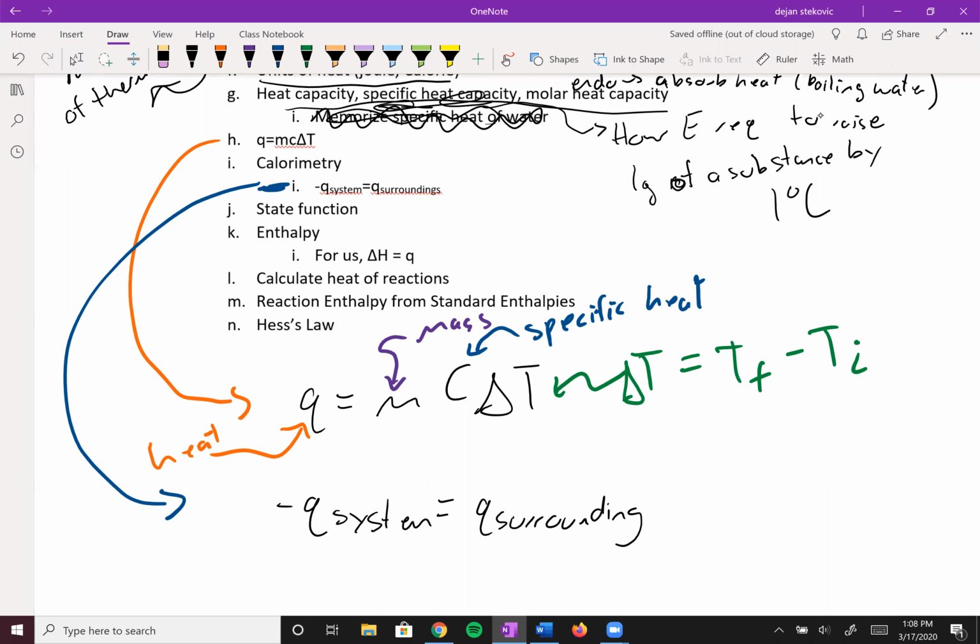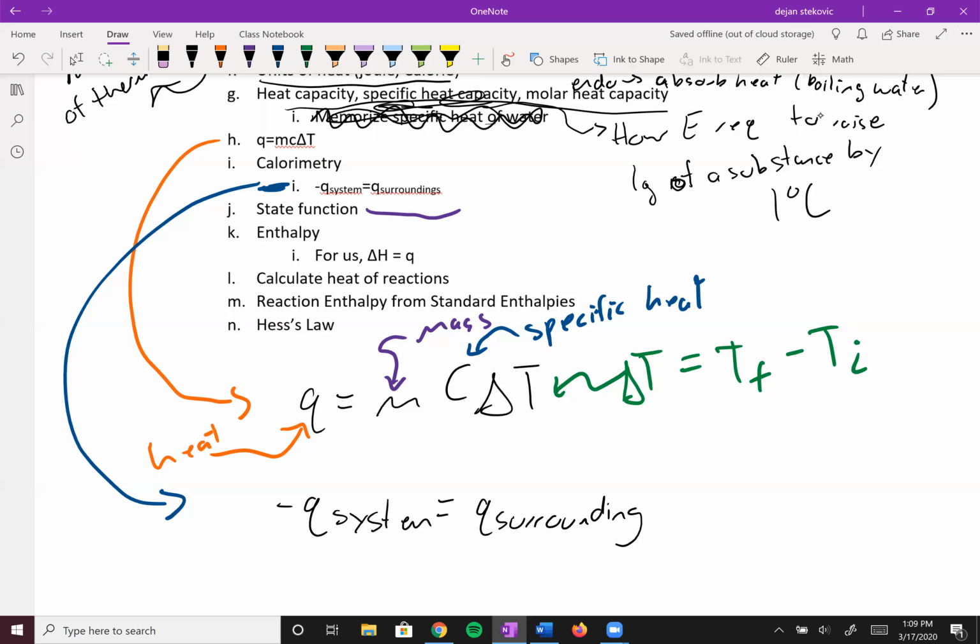So we won't do any actual problem work here. You're going to have to take a look at your notes for that kind of stuff. But a lot of problems are going to be something like this: be able to calculate Q through a plug and chug method, and then be able to use this negative Q of the system equals Q of the surroundings as well. All right.